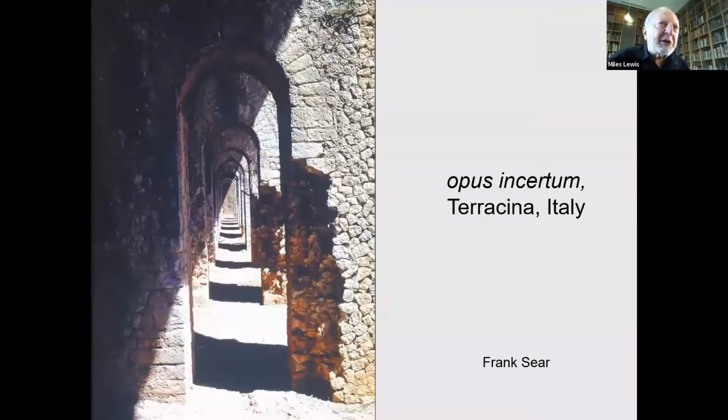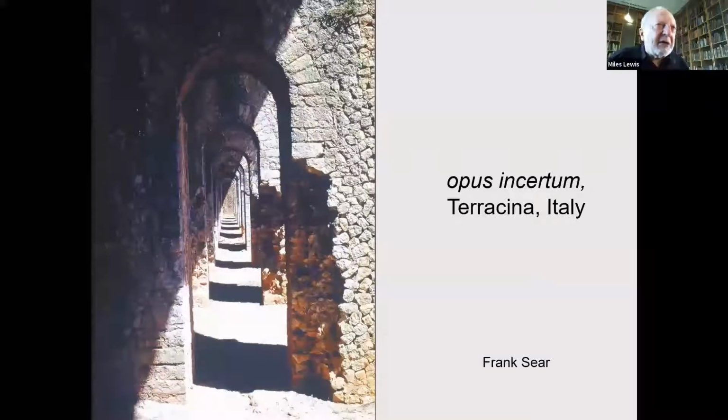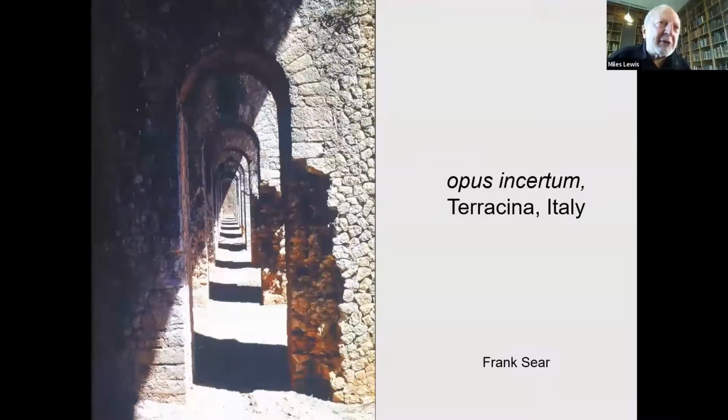And this is called opus incertum. This is irregular work, essentially. The coins, the edges and corners, are done in regular stone because, of course, you can't really build that to a corner.